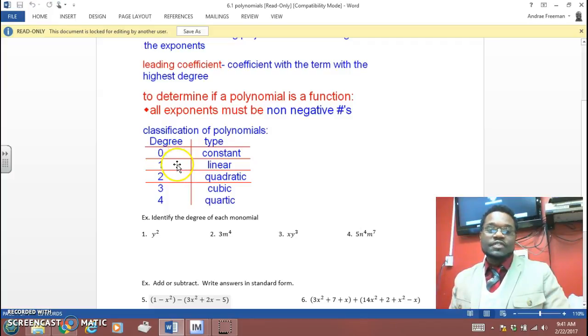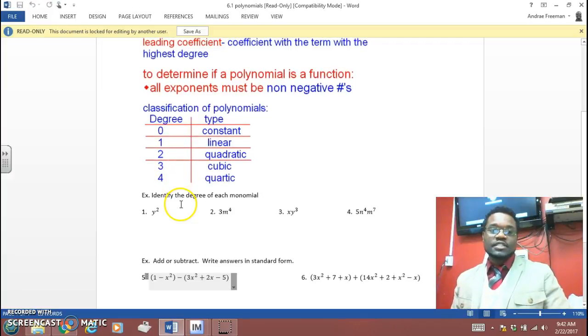Linear is if the degree is 1, like y equals mx plus b. Quadratic, which is what we've been spending a lot of time on, the biggest exponent is 2. Cubic, if the biggest exponent is 3. Quartic, the biggest exponent is 4. All right? So let's take a look at this.